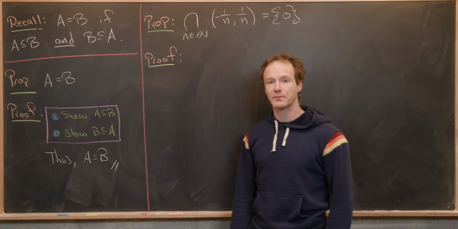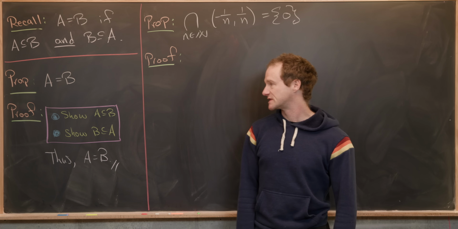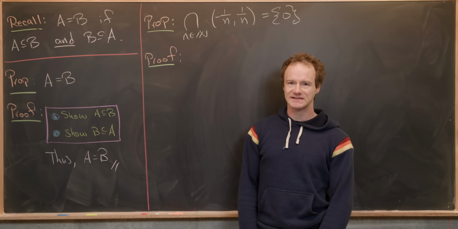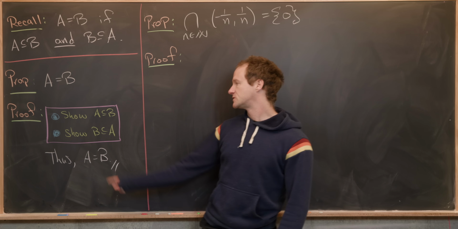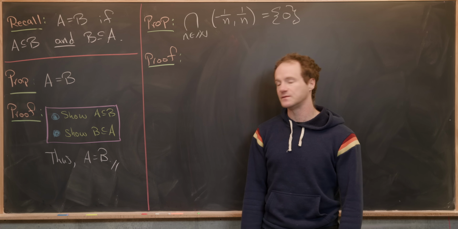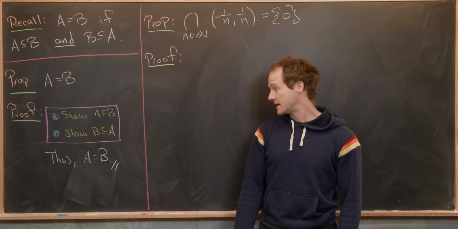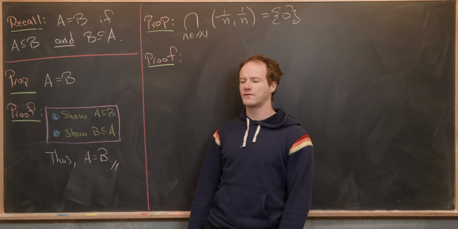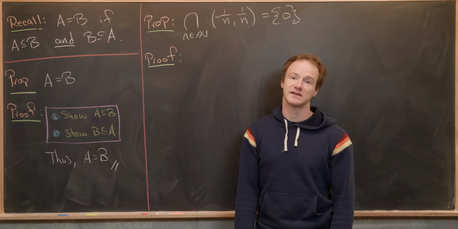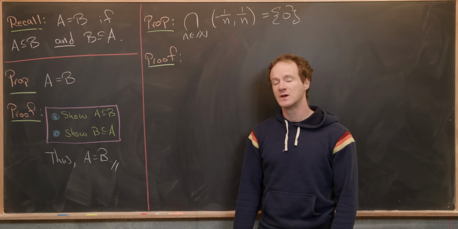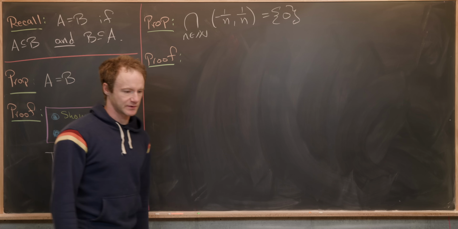So let's say we've got the proposition, the set A equals the set B. Your proof has this general format. You'll want to show that A is a subset of B. You'll independently want to show that B is a subset of A. And then you'd want to finish it off with a concluding statement like, thus A equals B. Okay, nice. We'll go through two examples.